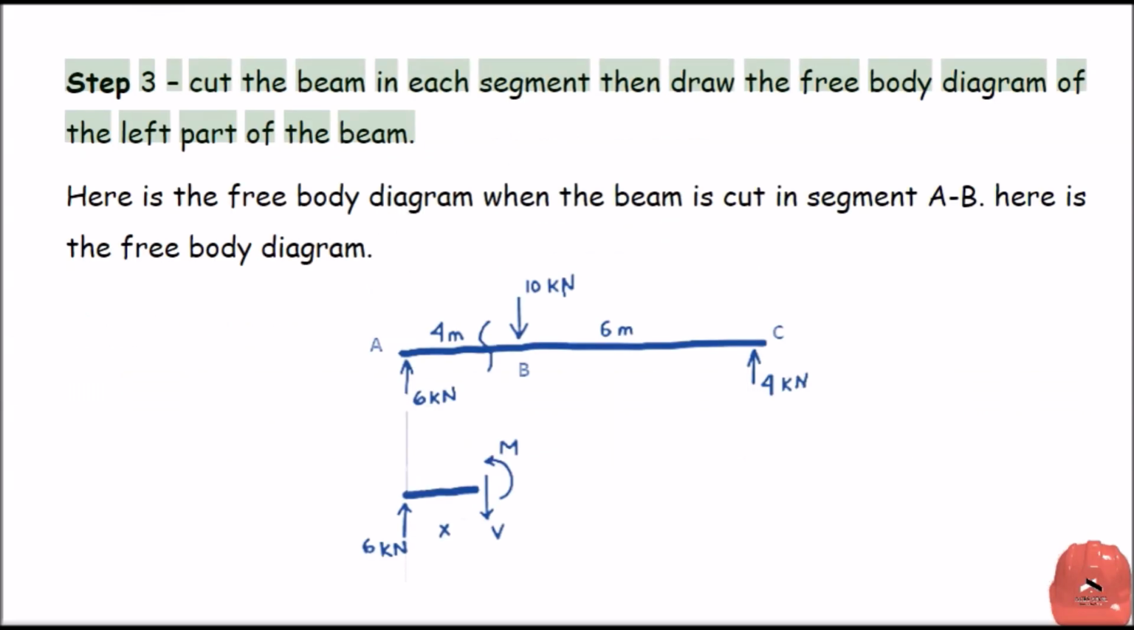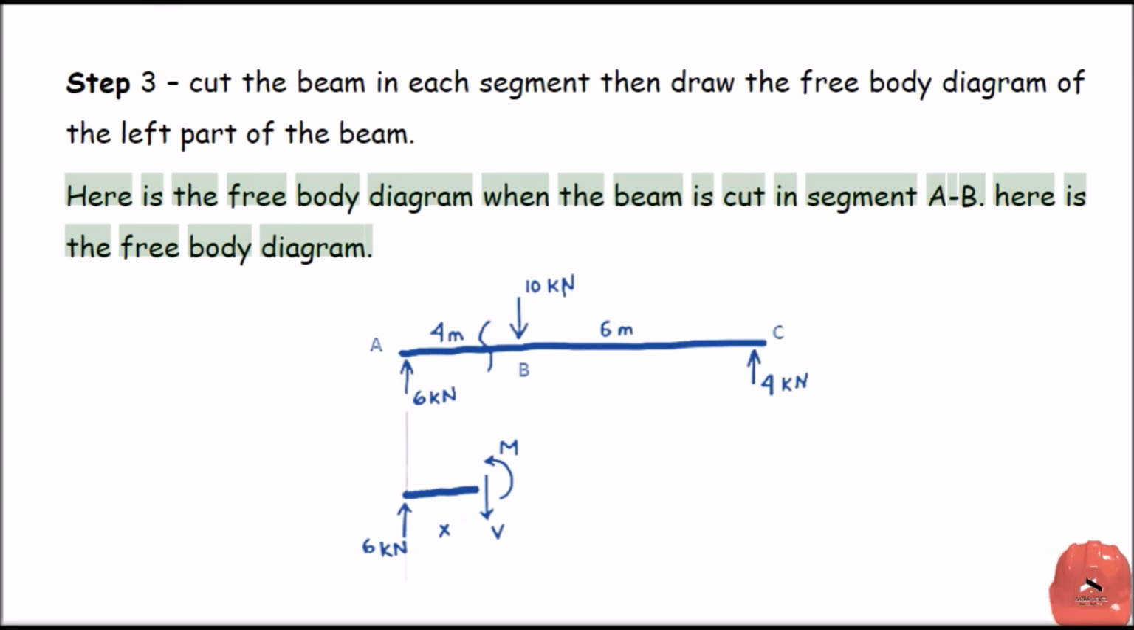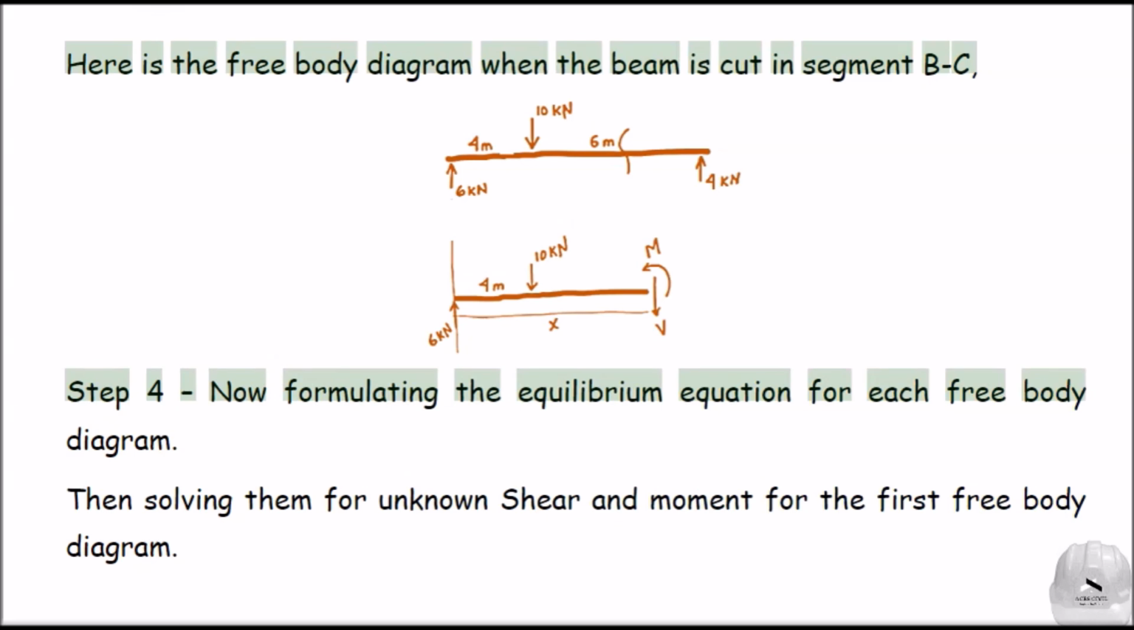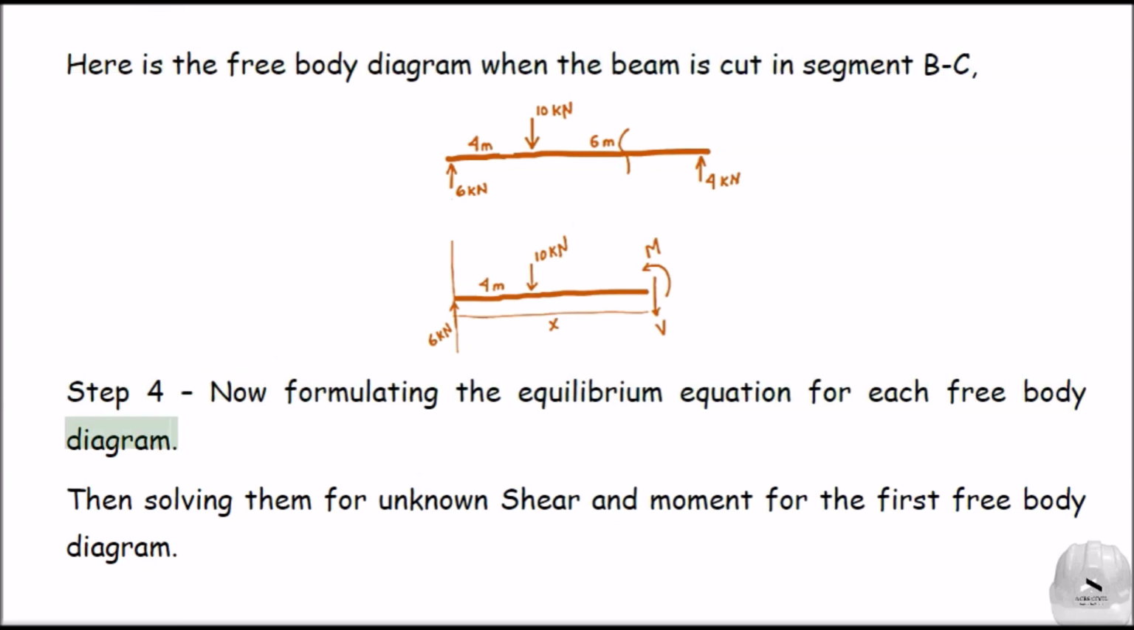Step 3. Cut the beam in each segment, then draw the free body diagram of the left part of the beam. Here is the free body diagram when the beam is cut in segment AB. Here is the free body diagram when the beam is cut in segment BC. Step 4. Now formulate the equilibrium equations for each free body diagram, then solve them for the unknown shear and moment.